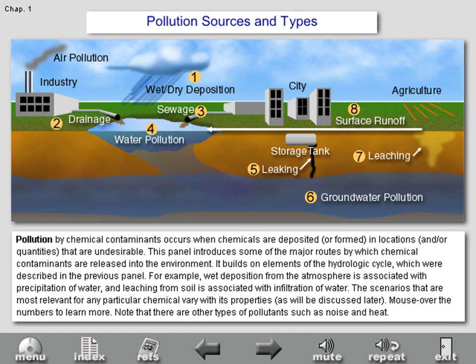Contaminants also travel through the environment in well-defined ways. This figure shows some of the major routes by which contaminants can be introduced into the environment. Note that many of these routes lead to contamination of groundwater.